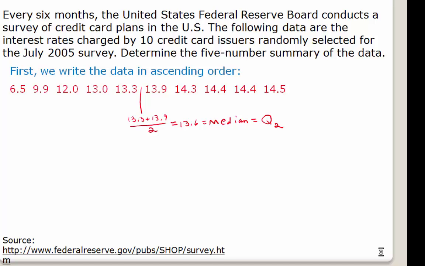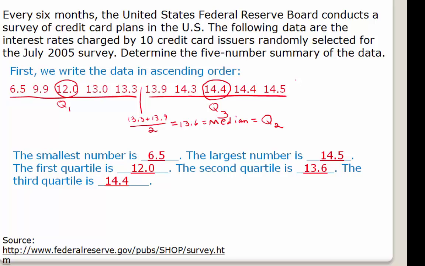Then to find the first quartile, we find the median of the lower half of the data. Since there's an odd number, that's easy enough. It's simply the middle value, which will be the third value over. To find the third quartile, we find the middle value of the upper half of the data. And again, there's an odd number, 5 data points, so it will be the middle, which is 14.4.